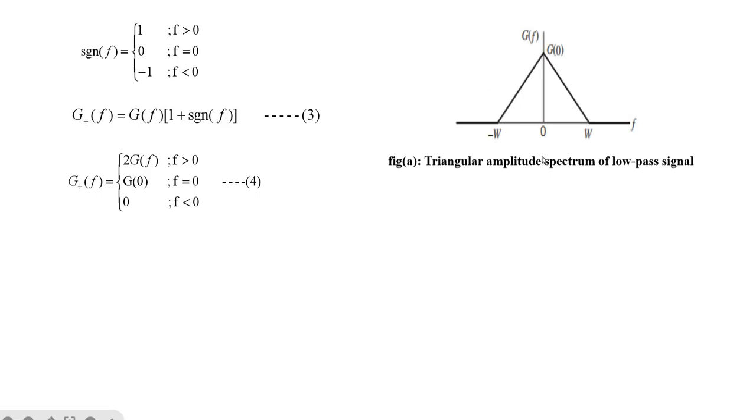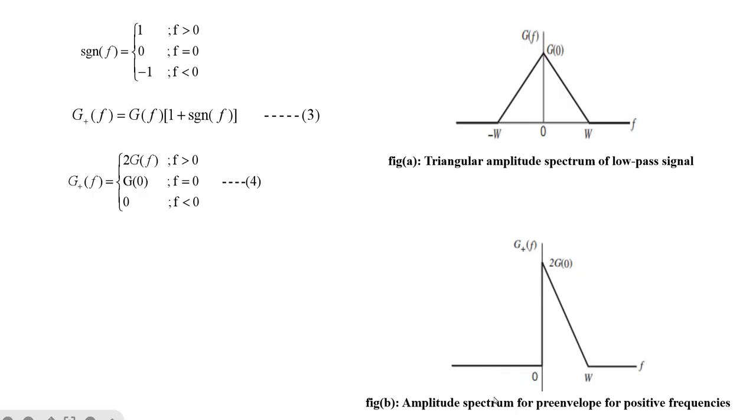This is the triangular amplitude spectrum of the low pass signal. Okay, this is nothing but the low pass signal. This is a triangular amplitude spectrum. Now the pre-envelope of this will look like this. That is, this is the amplitude spectrum for the pre-envelope for all the positive frequencies.